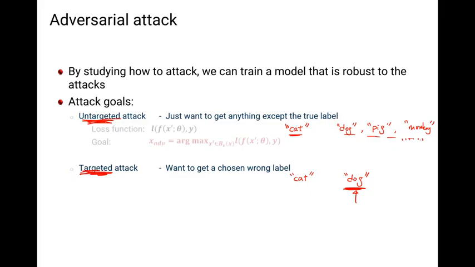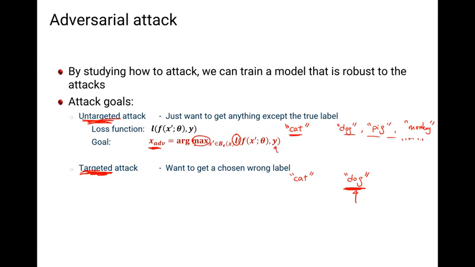Once you have a goal, you can formulate it as equations. If you are talking about the untargeted attack, that means I don't care what the mislabel is, just not the cat. If that is the case, it is equivalent to saying I want to create an adversarial image that always creates the largest loss, so to maximize the loss.